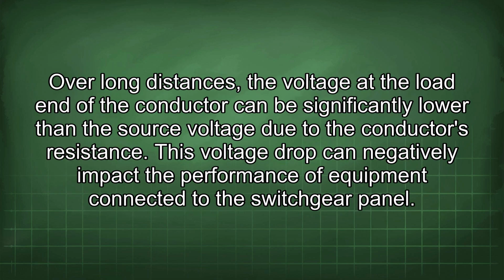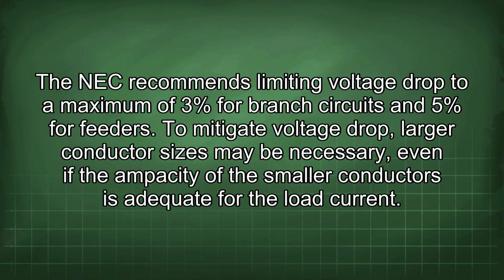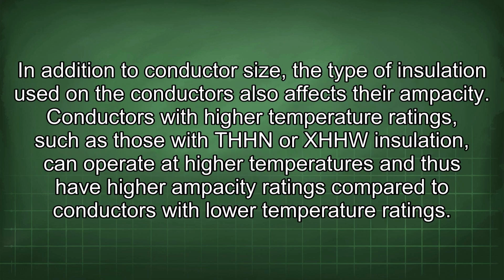Over long distances, the voltage at the load end of the conductor can be significantly lower than the source voltage due to the conductor's resistance. This voltage drop can negatively impact the performance of equipment connected to the switchgear panel. The NEC recommends limiting voltage drop to a maximum of 3% for branch circuits and 5% for feeders. To mitigate voltage drop, larger conductor sizes may be necessary, even if the ampacity of the smaller conductors is adequate for the load current.